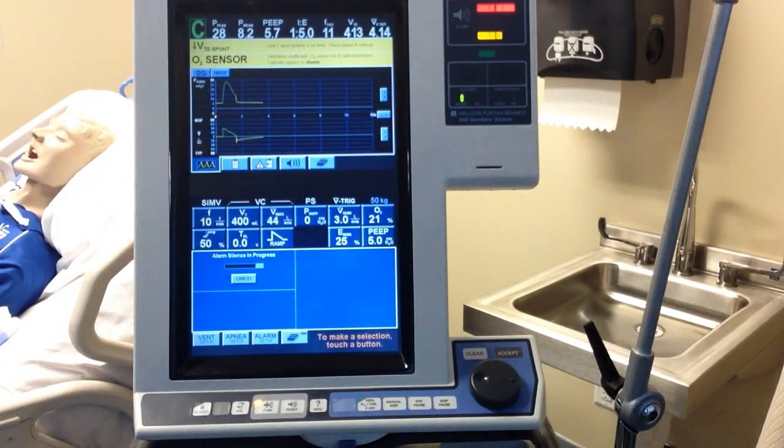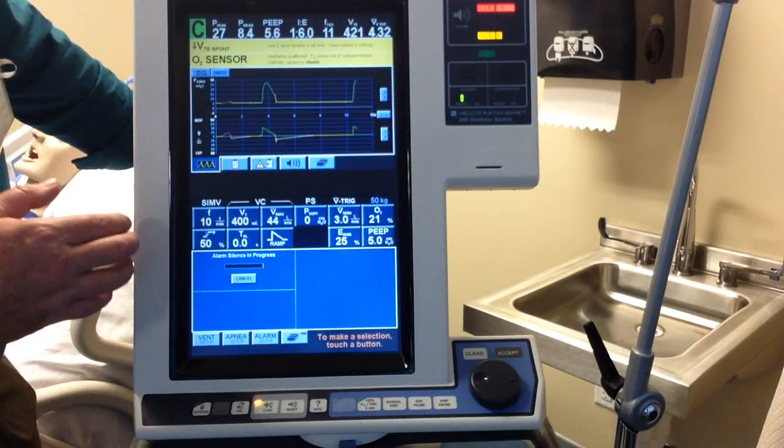And if you will get it again and see how small the spontaneous breaths are. That's assisted, assisted, spontaneous. See, the spontaneous tidal volume was only at 123. The assisted breath is just like the control breath.